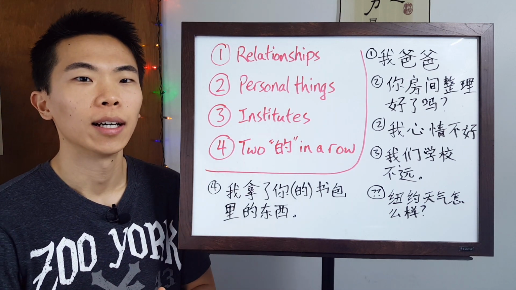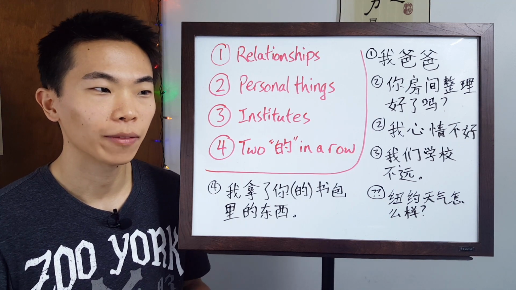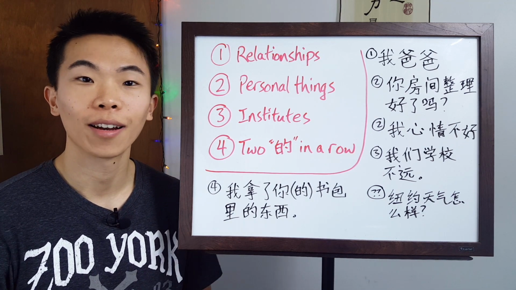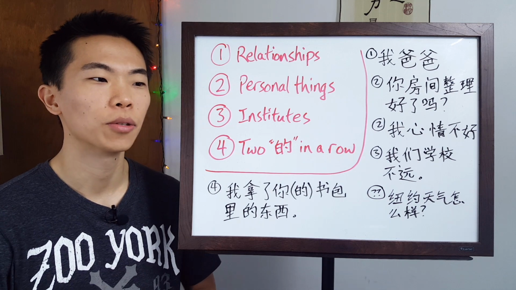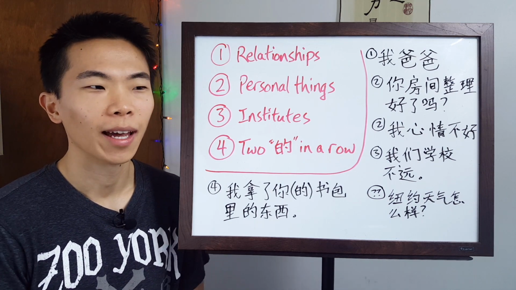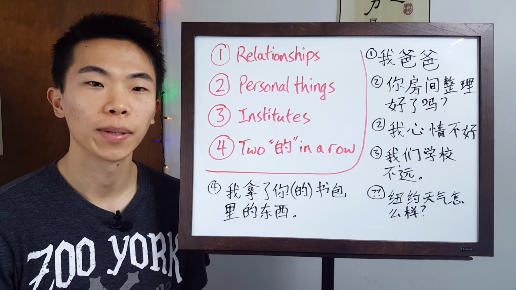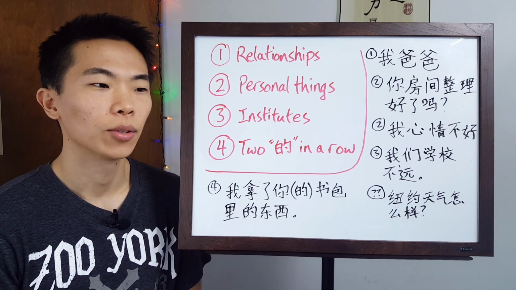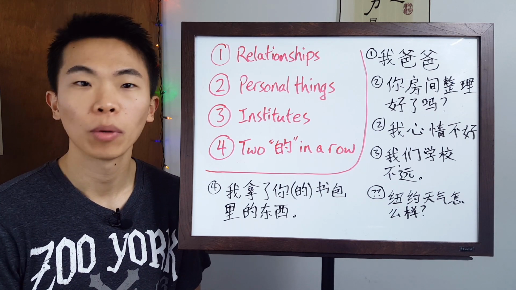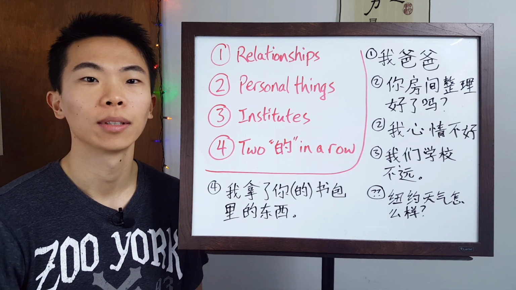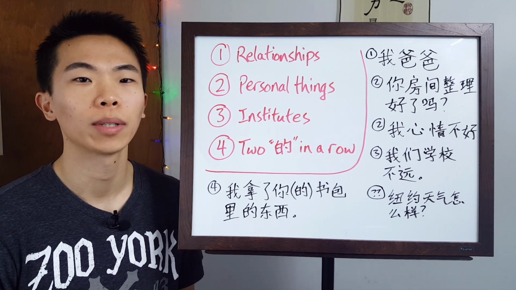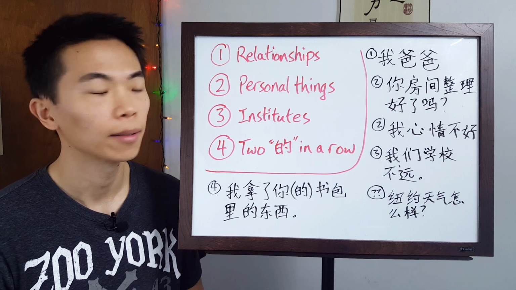So I've noticed that, at least for me and people I've talked to, when you're talking about things that are related to your personal life, you tend to drop the de. And this is related to things that are really close to you, where possession is really obvious. So like if you're walking with your friends, 把我包拿过来, give me my bag. 我包, it's really obvious that you're talking about your bag.